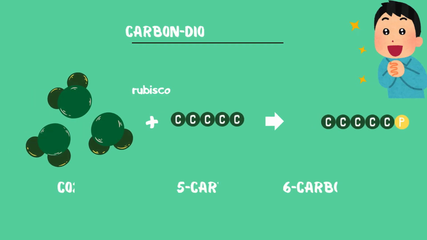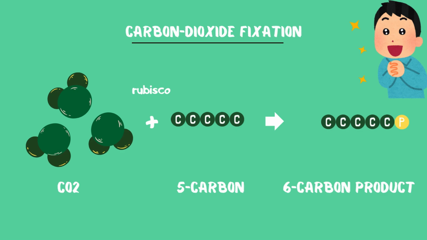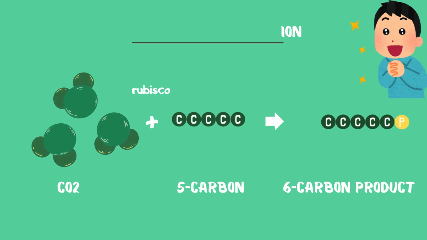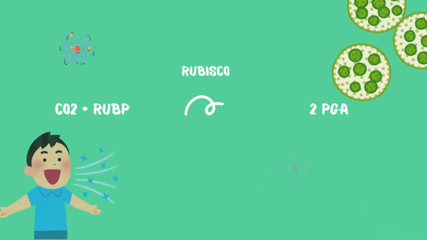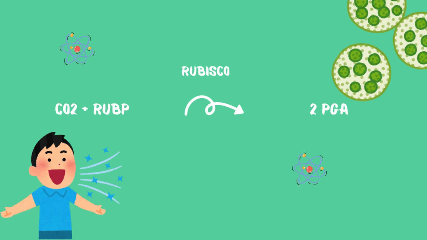The first stage of the Calvin cycle is carbon dioxide fixation. What is carbon dioxide fixation? It is when CO2 reacts with 5-carbon ribulose bisphosphate, or RuBP. This reaction is catalyzed by an enzyme called Rubisco. This reaction will form a 6-carbon product which is unstable. So what will happen when it is unstable? It will break down or split into 2 molecules of PGA. So in summary, CO2 reacts with RuBP, catalyzed by an enzyme called Rubisco, and will form 2 molecules of PGA.